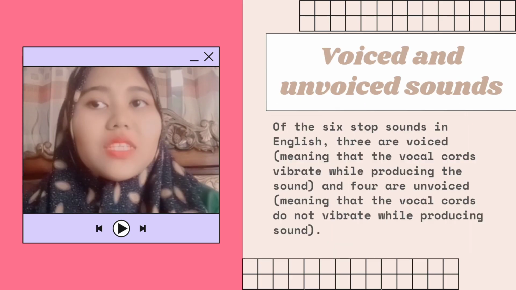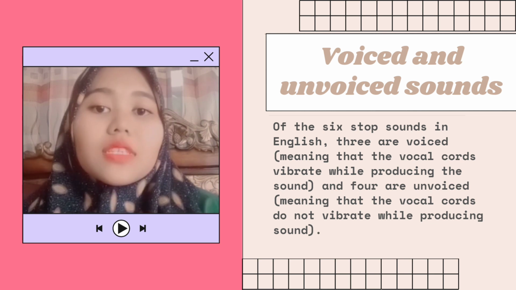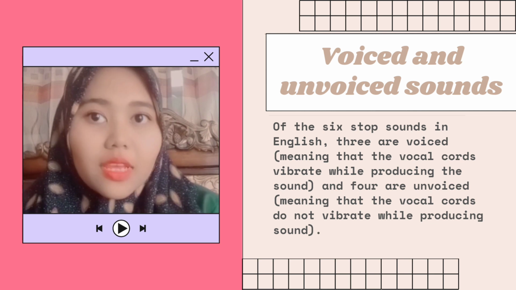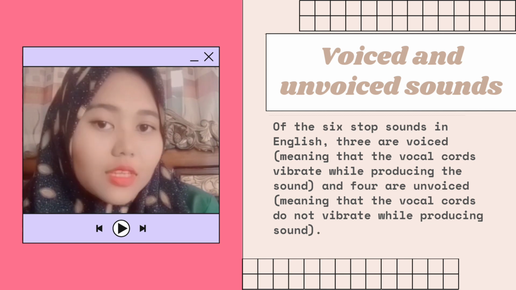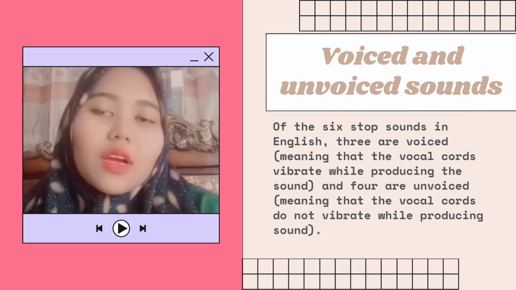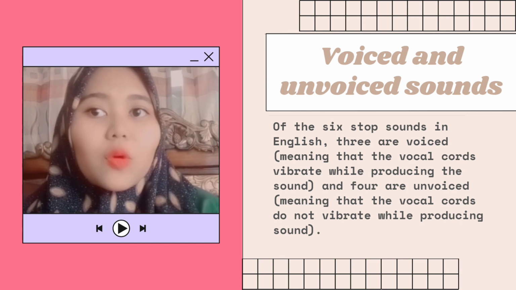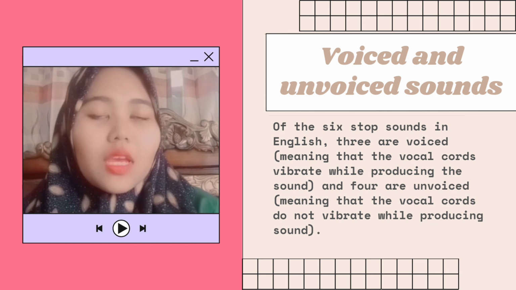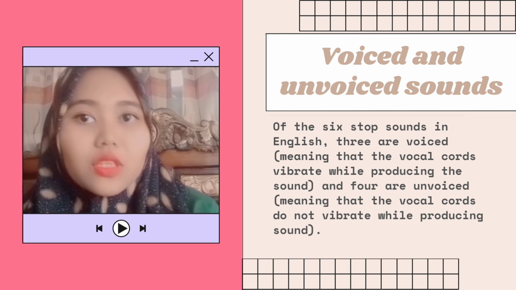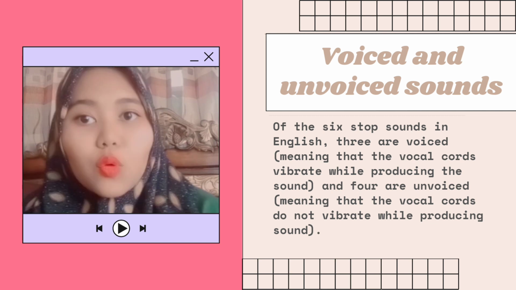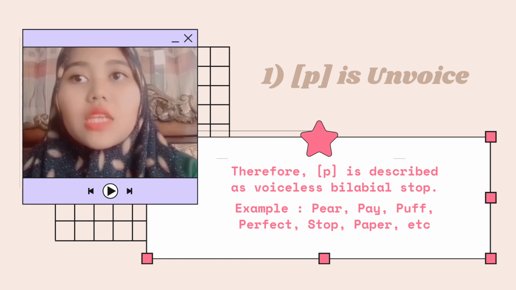The next material is voiced and unvoiced sounds. Of the 6 stop sounds in English, there are voiced and voiceless. Voiced means the vocal cords vibrate to produce the sound, and unvoiced means the vocal cords do not vibrate to produce the sound.